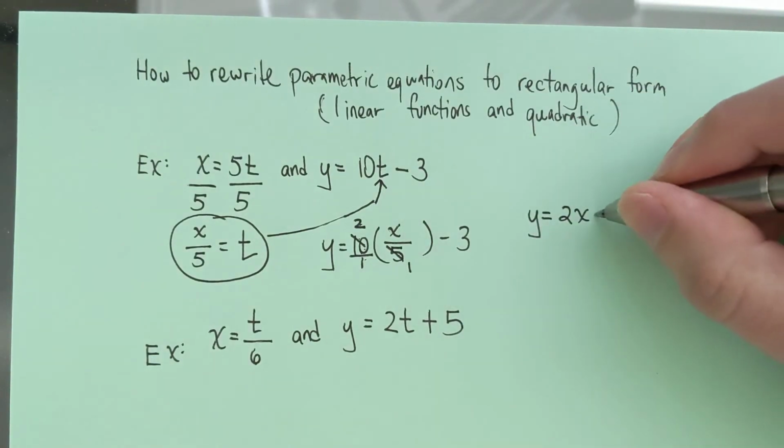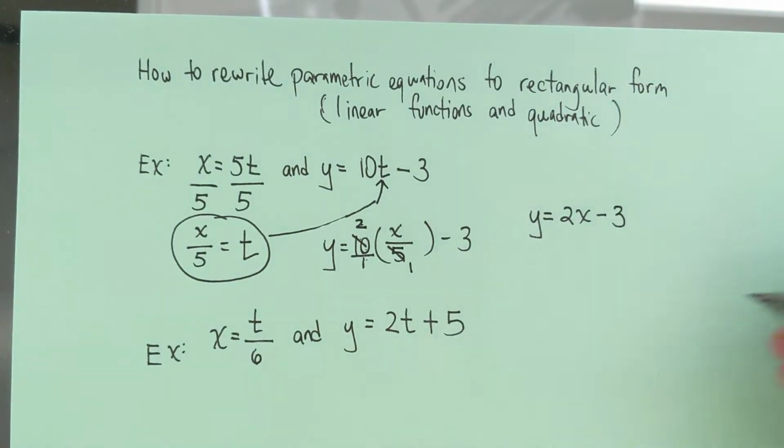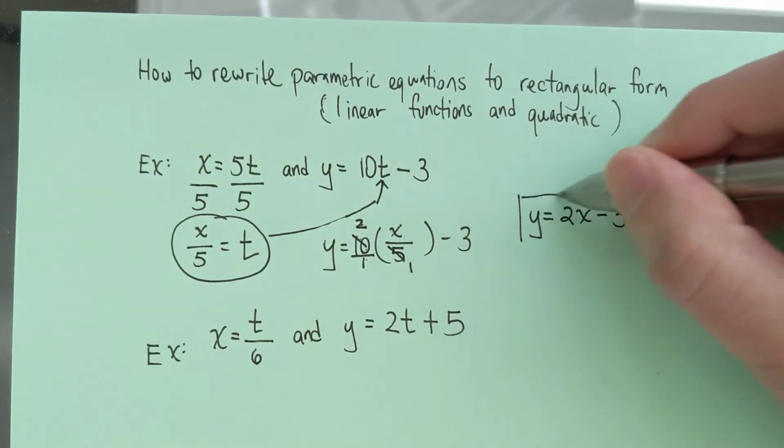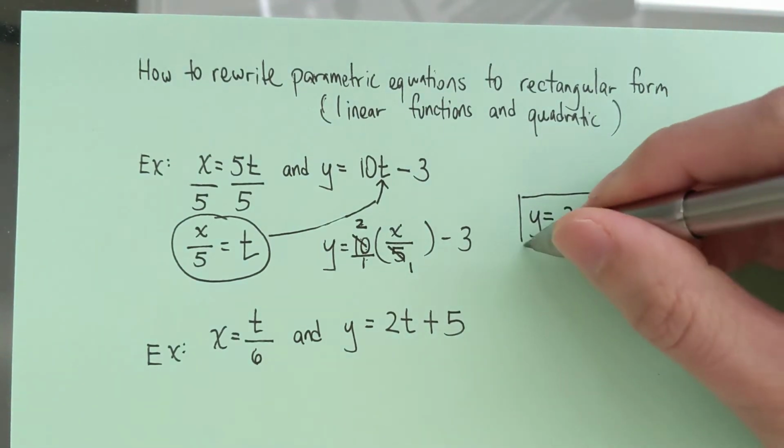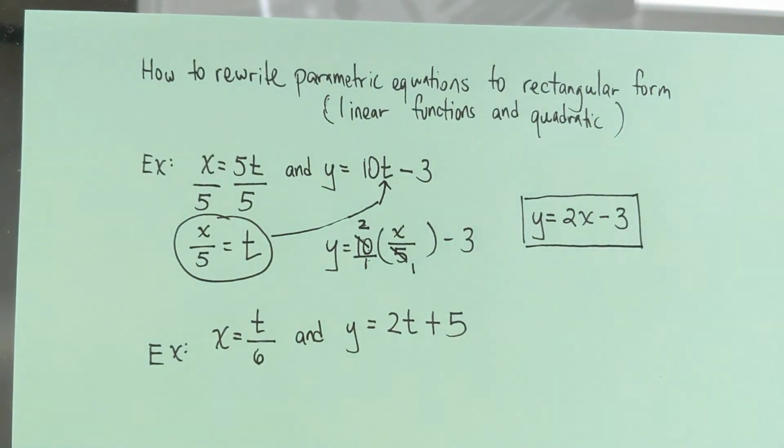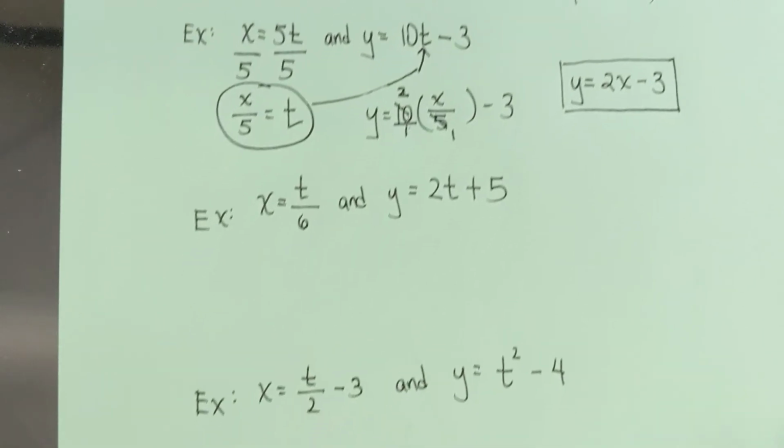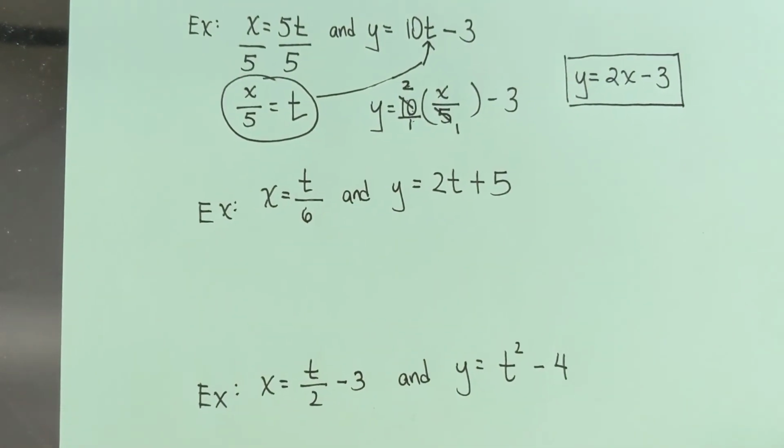And we still have the minus 3, and this right here is our rectangular form that you are used to seeing. It's a linear function, y equals 2x minus 3. We are going to do this one more time.